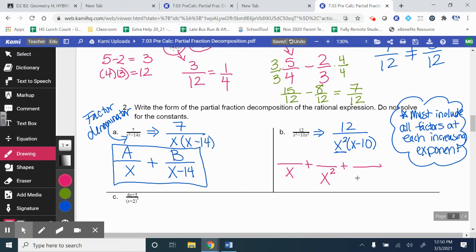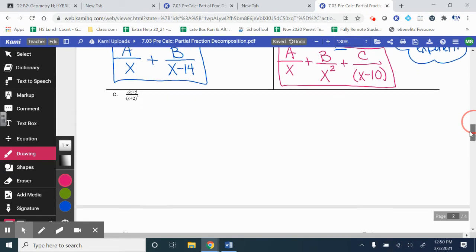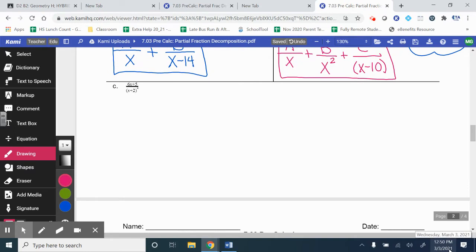And then I also have to include this x minus 10. The x minus 10 does not need to be in parentheses. I put it in there for some reason, but you don't have to have parentheses there. Now, since I have 3 different fractions, I'm just going to use A, B, and C. And that would be my setup. And I'd have to solve the system of equations for A, B, and C, which we'll do in just a minute.